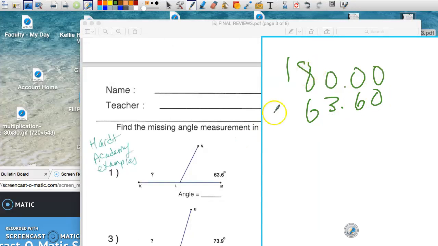That way, you have a digit in all the place values that need to have a digit inside, okay? And when you line them up like this, your subtraction becomes a lot easier.